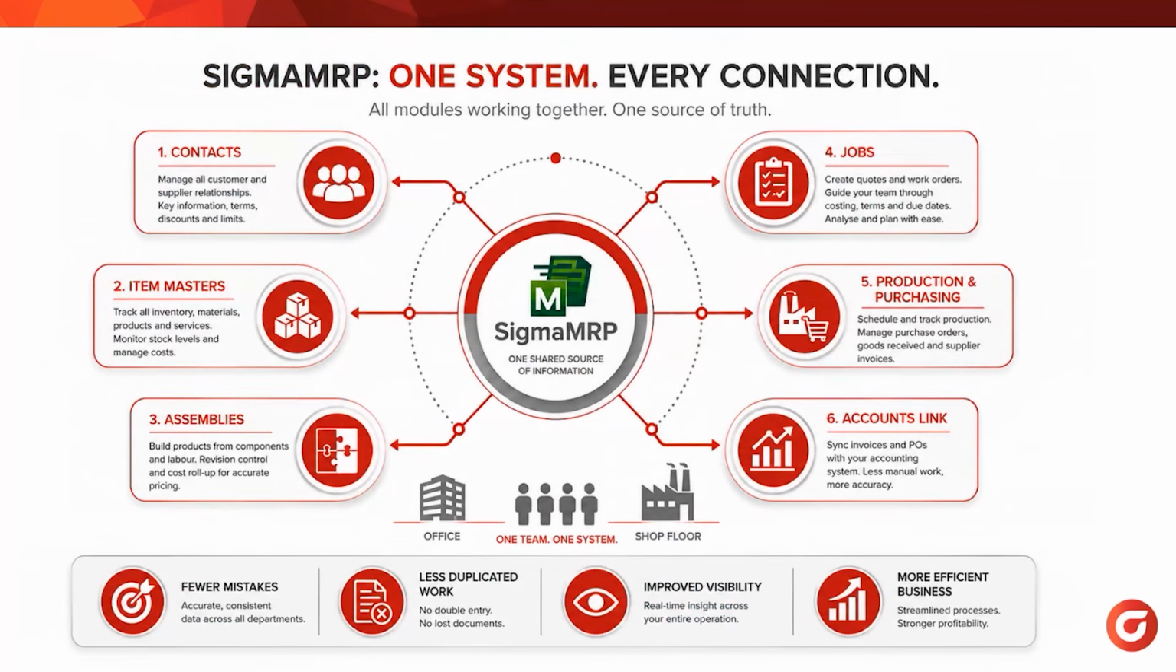What really makes SigmaMRP powerful isn't just that the individual modules work together. Your contacts feed directly into jobs. Jobs automatically reference your item masters and assemblies. Production and purchasing ensure work progresses smoothly and materials arrive when they're needed. Finally, accounts link closes the loop by synchronizing everything with your financial system. Instead of departments operating independently, everyone works from one shared source of information. That means fewer mistakes, less duplicated work, improved visibility, and ultimately a more efficient manufacturing process.